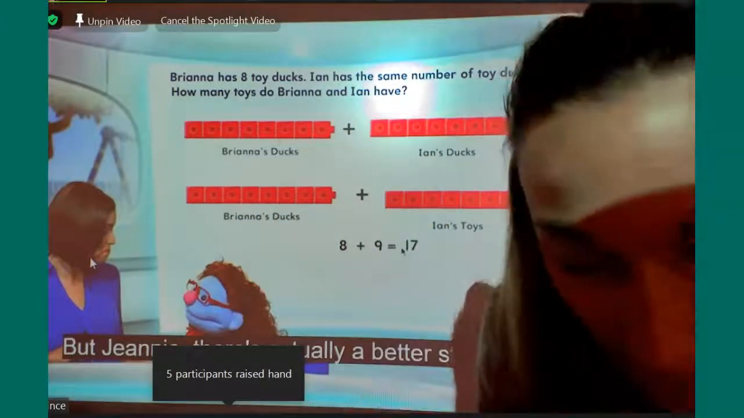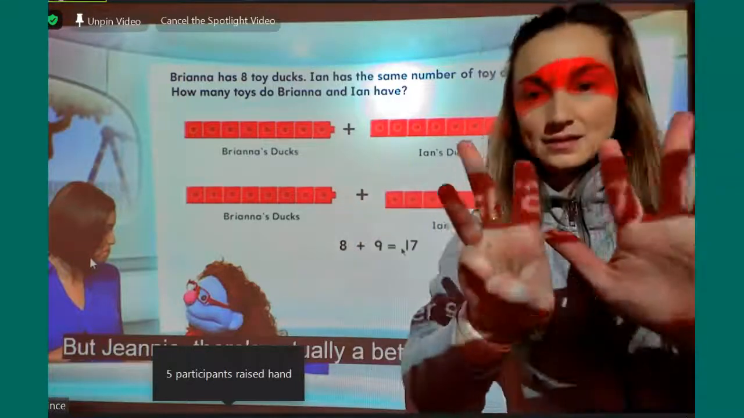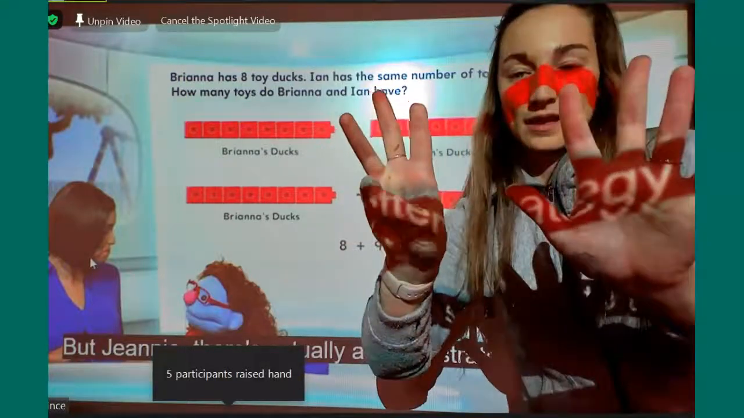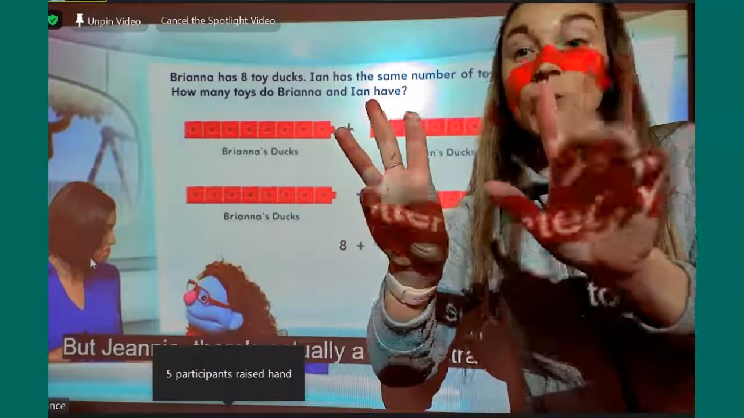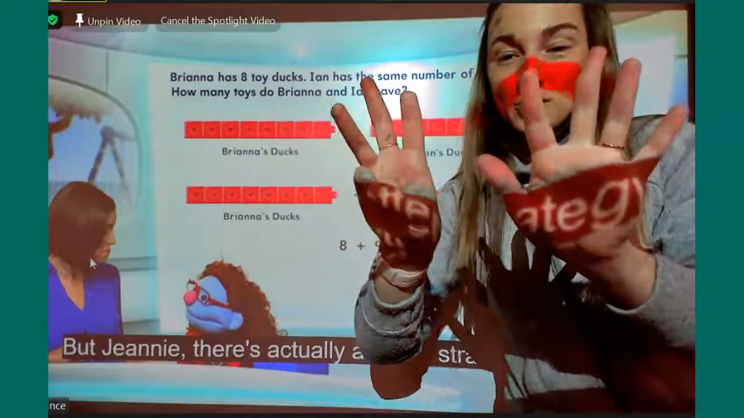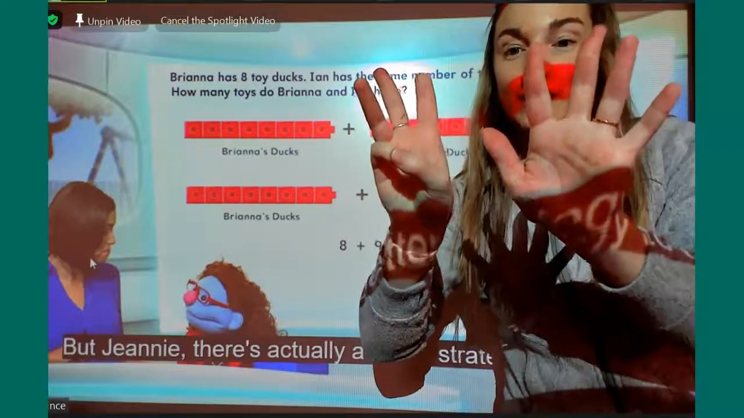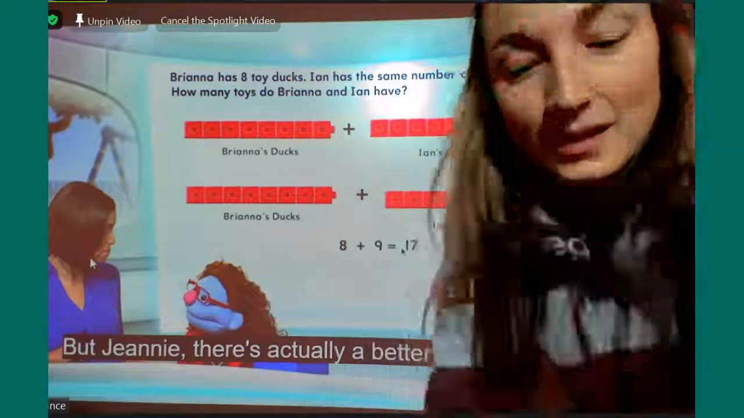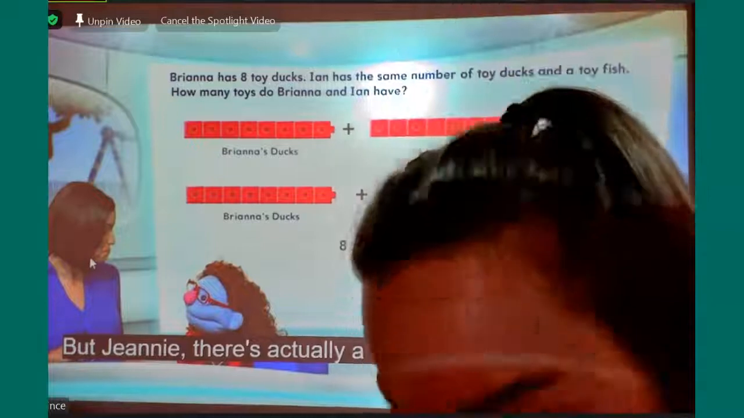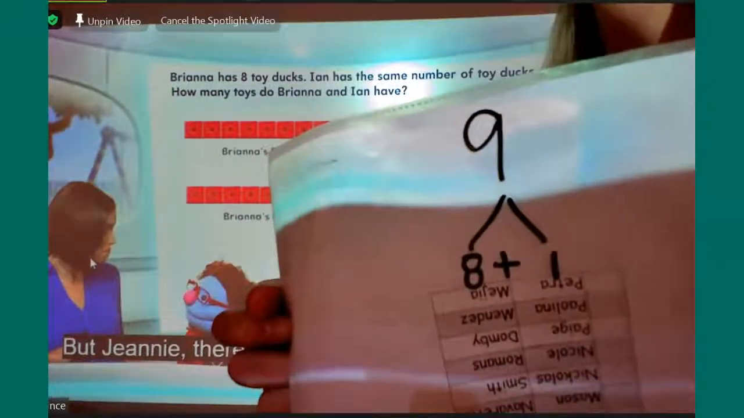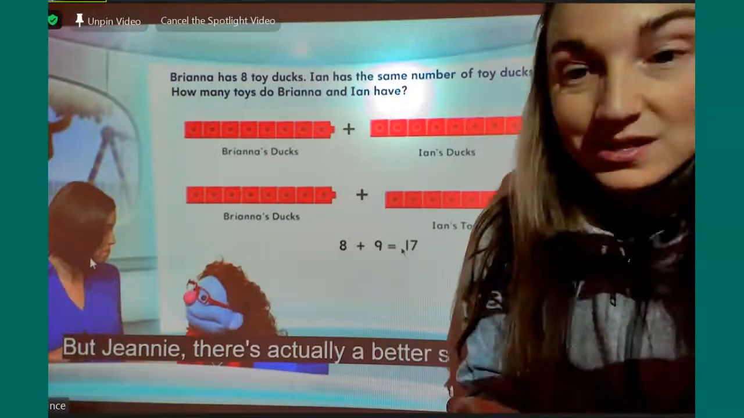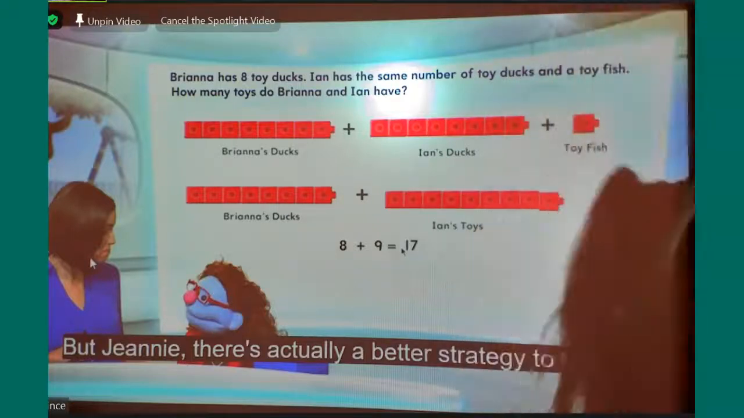I'm going to show you with my fingers, okay? So I'm at 8. One more, yes. One more. So I'm at 8 and I want to get to 9, so I go 9. All I'm doing is adding one more. 9. So I could turn the 9 into 8 plus 1. I don't know if they're going to do that. Let's find out.